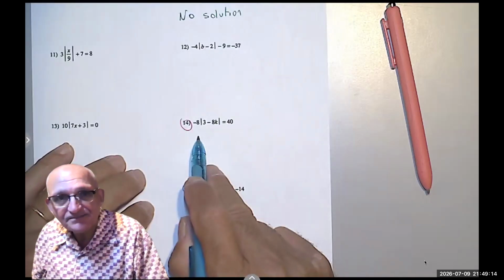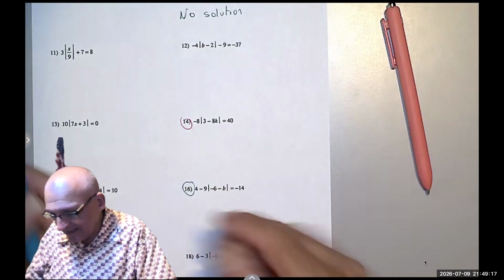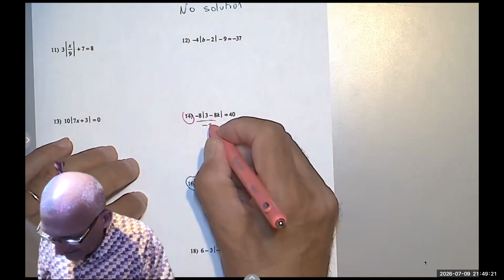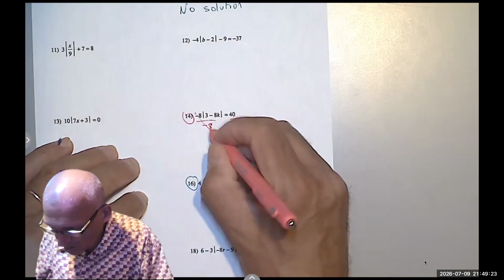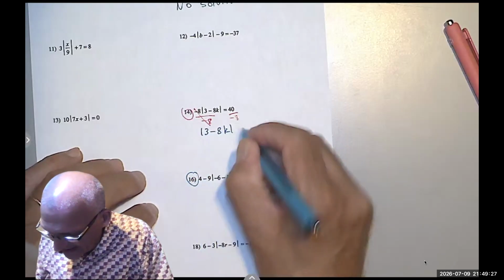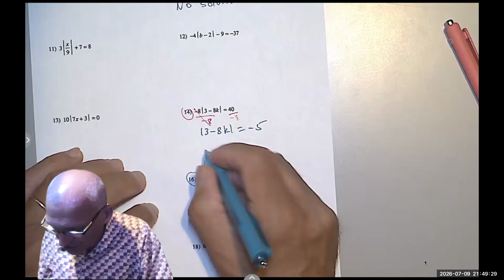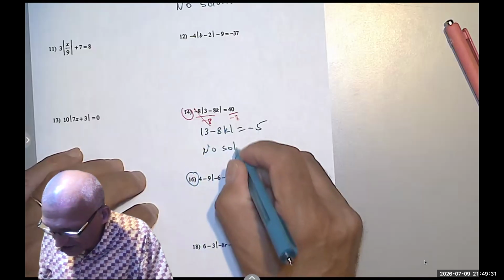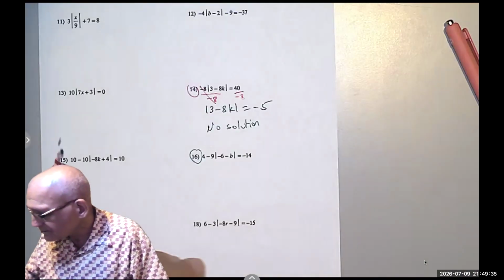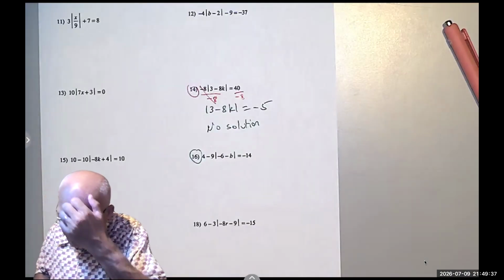Same thing here. Here as I said, I didn't see this one, and I said if I divide by -8 both sides, I will get the absolute value of 3 minus 8k equals -5. No solution. Just one word, no solution. You get the full mark. Next one.